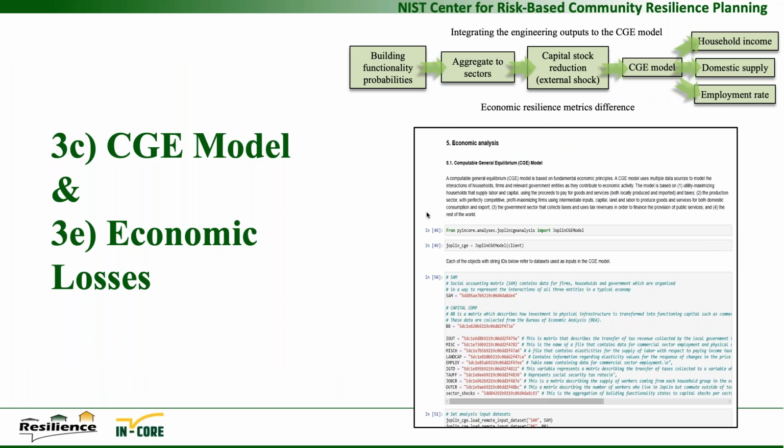And then the CGE model, the economics model that I mentioned, predicting losses. Up on the top right you can see the simplified version. We take the functionality of all the buildings and aggregate into these economic sectors used in the CGE, apply the capital stock reduction to the CGE model, and then we can get changes in household income, domestic supply, and employment rate, amongst a lot of other things.